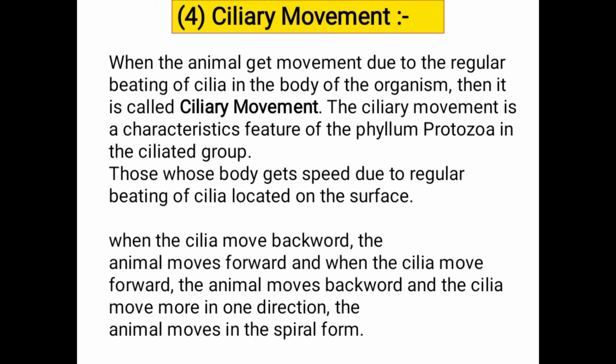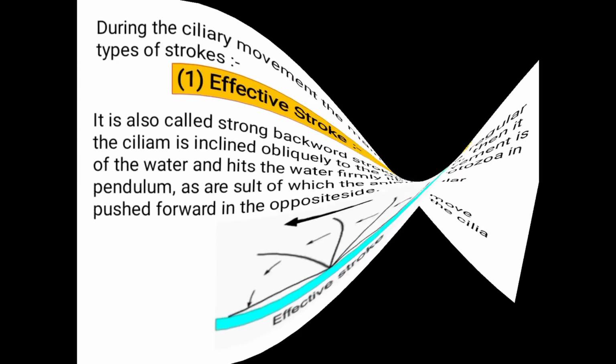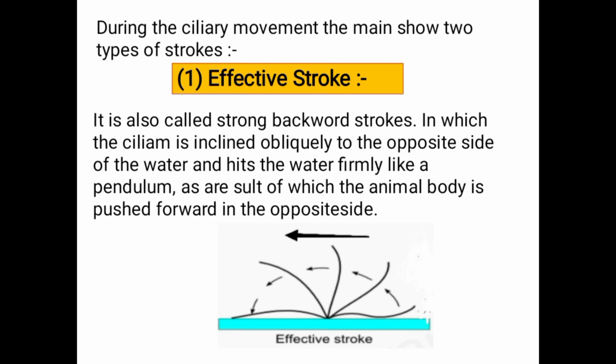When the cilia move backward, the animal moves forward, and when the cilia move forward, the animal moves backward. If the cilia move more in one direction, the animal moves in a spiral form. During the ciliary movement, the cilia show two types of strokes.